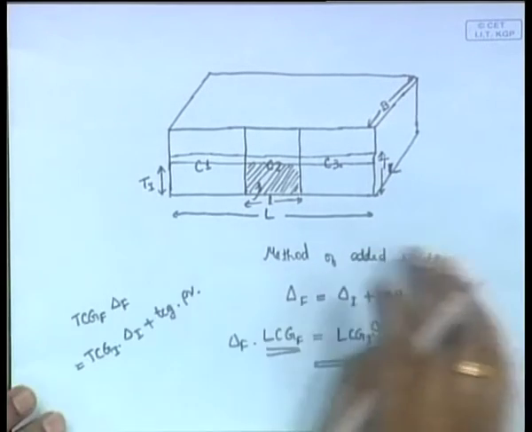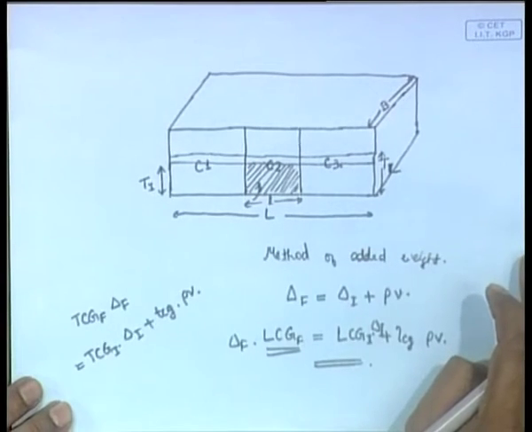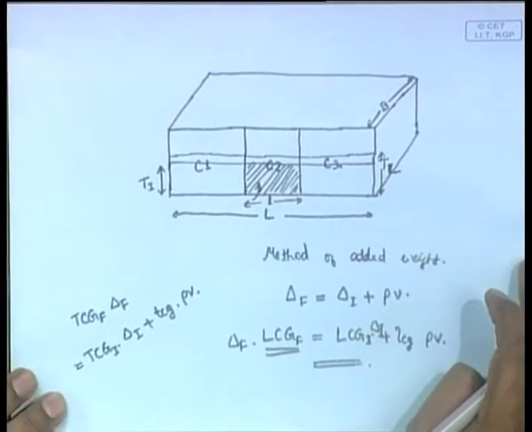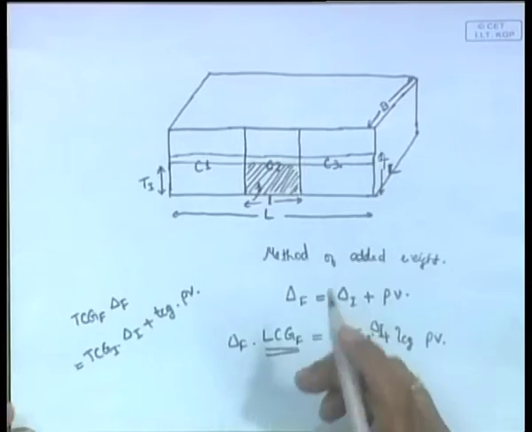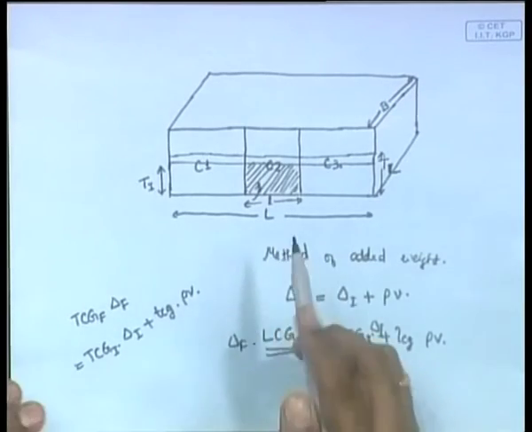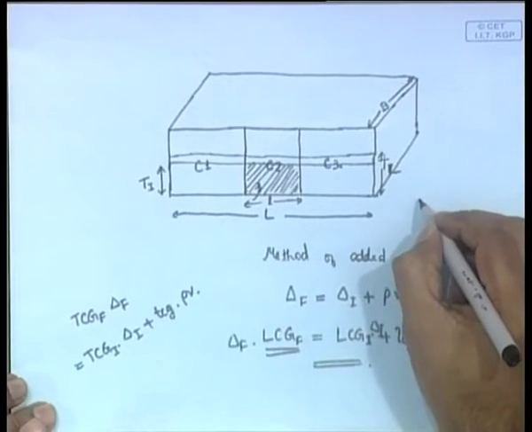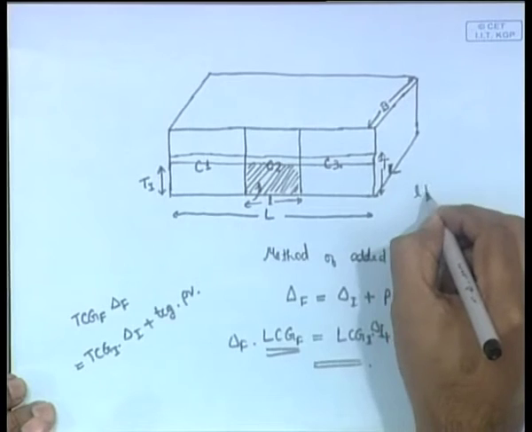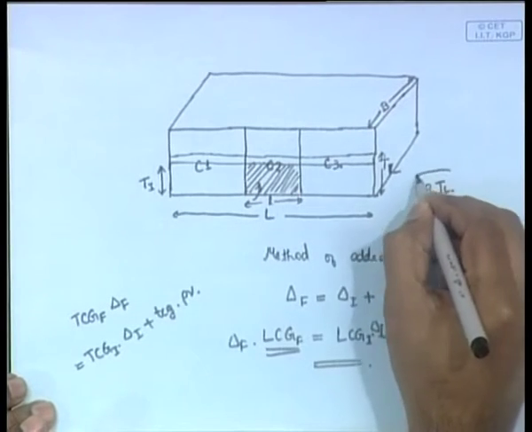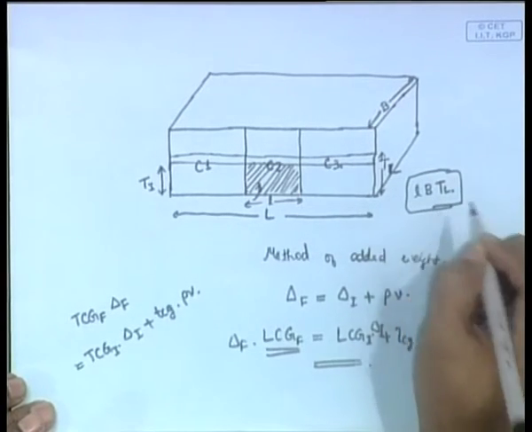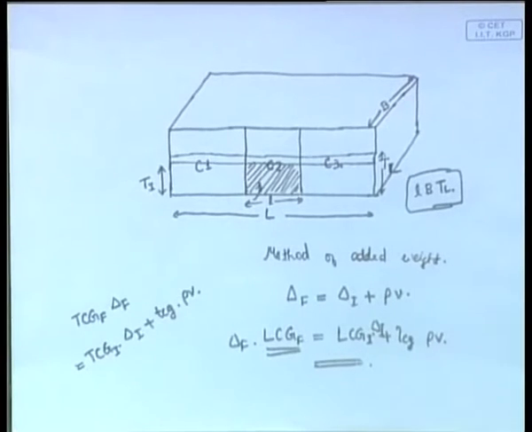The water level increases up to TL, then the water level in that compartment is also equal to it. So, what is the total amount of water that has come in? If you want to put it as volume, it will be L into B into TL. This will be the final volume of water that will be in the compartment.